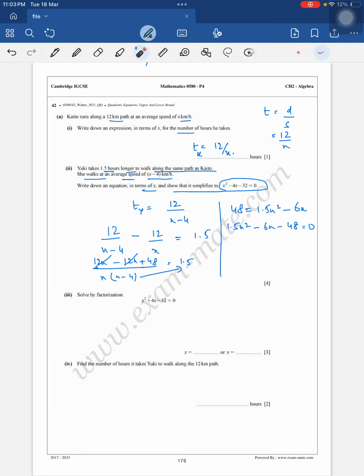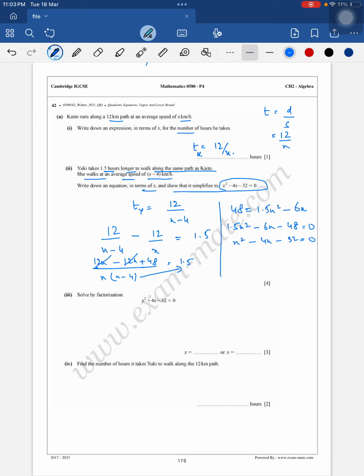Now you see over here, x square is single without any coefficient. It's just having coefficient 1. So I divide all terms by 1.5. So this will be 1.5 upon 1.5 is x square, minus 6 divided by 1.5 will be equal to 4, and 48 divided by 1.5 is equal to 32. So that is what was required in the question. Clear? Okay, solve by factorization x square minus 4x minus 32.